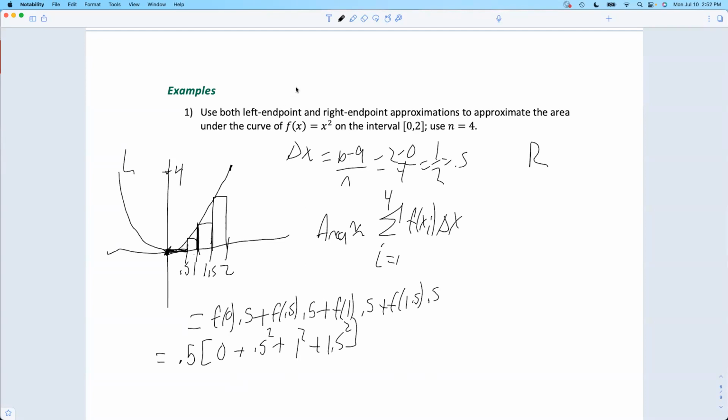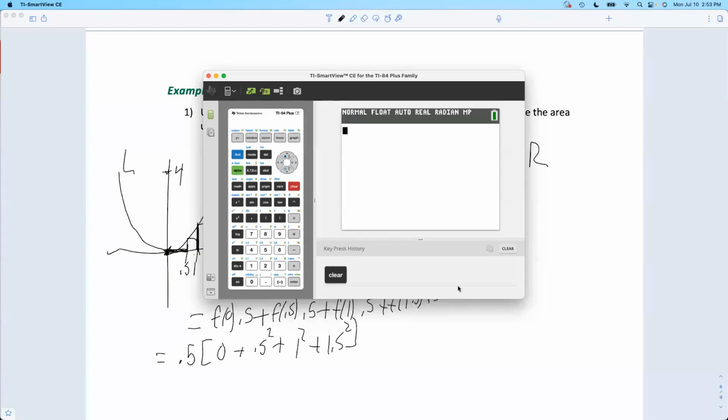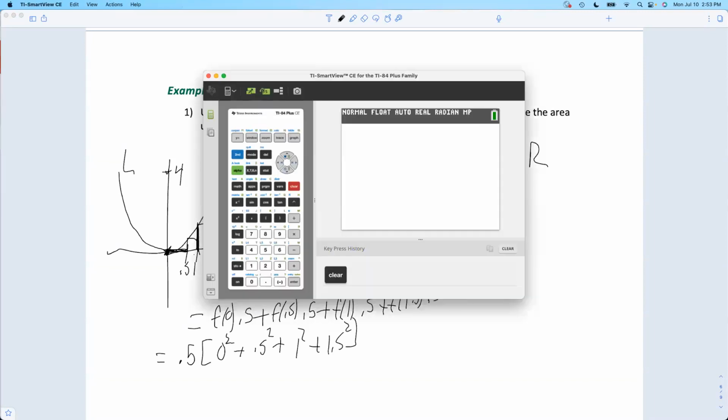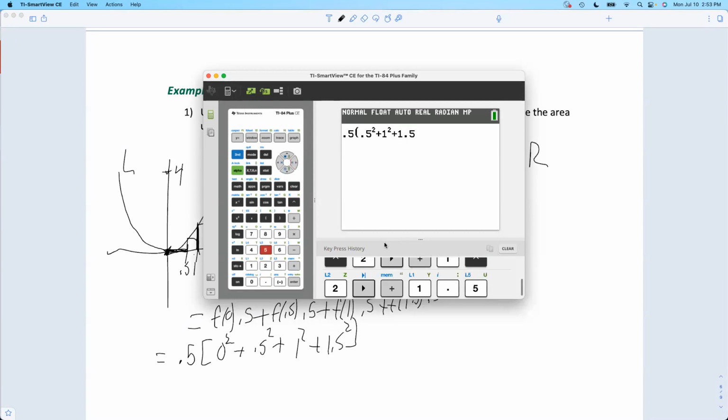All right, let's throw that in a calculator. And just for completeness, I mean, 0 squared is 0, but I'll put it there. Okay, so I want 0.5, and then I'm just going to put all this in parentheses. I'm not going to type the 0 squared. 0.5 squared. I shouldn't have to type the 1 squared. 1.5 squared. I get 1.75.